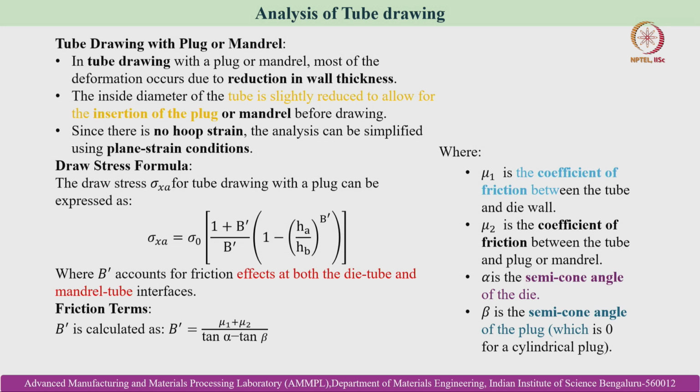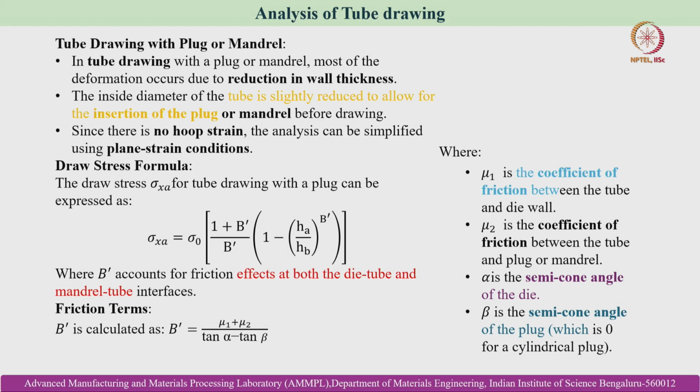So, tube drawing with a plug or mandrel, the best case scenario being the moving mandrel. In tube drawing with a plug or mandrel, most of the deformation occurs due to reduction in wall thickness. The inside diameter of the tube is slightly reduced to allow for insertion of the plug or mandrel before drawing. Since there is no hoop strain, the analysis can be simplified using plane strain conditions.